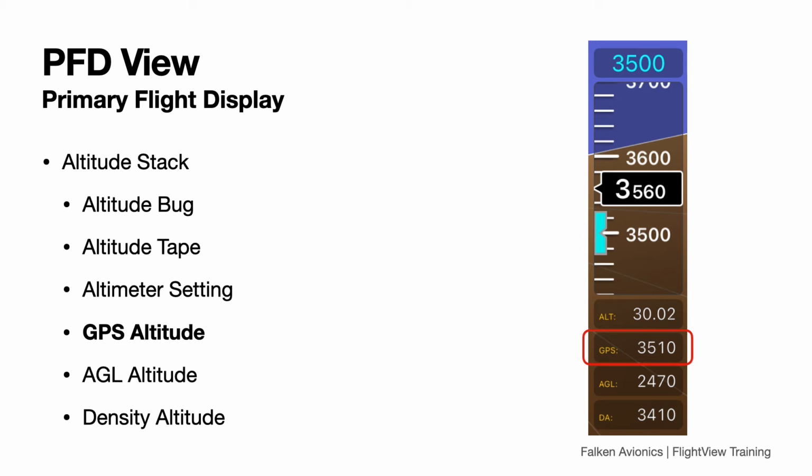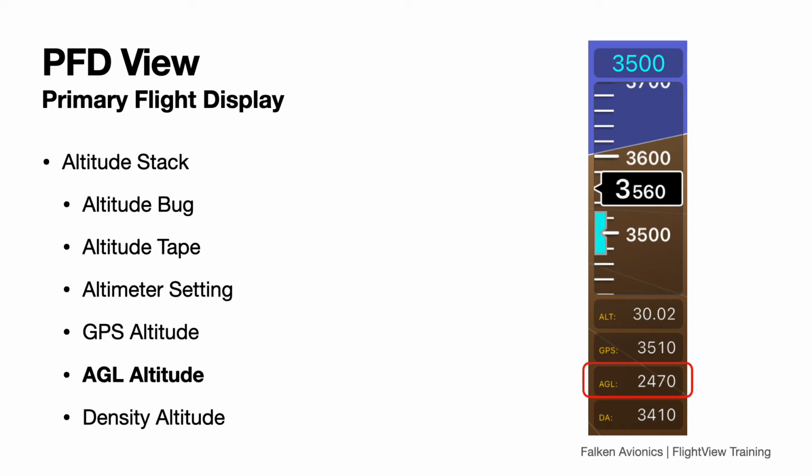Next is GPS altitude. This is the GPS's estimate of your MSL altitude. If your GPS receiver has a good lock, this value is generally within 50 feet of the barometric MSL altitude. It makes a good cross-check value. If you see the GPS and baro altitudes diverge by more than 100 feet, you may want to check your baro setting.